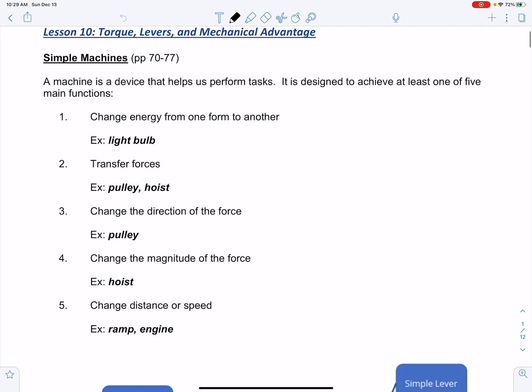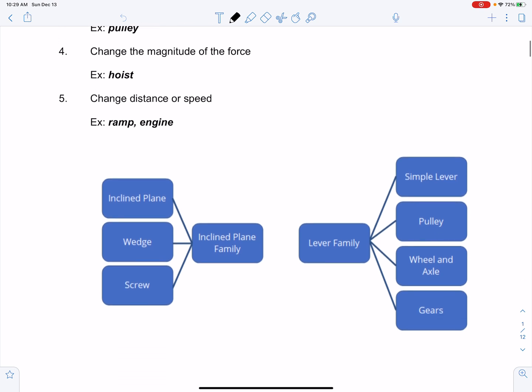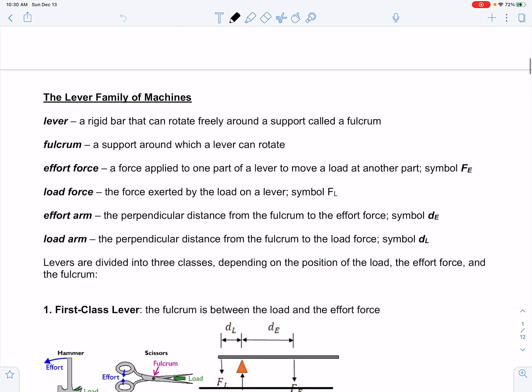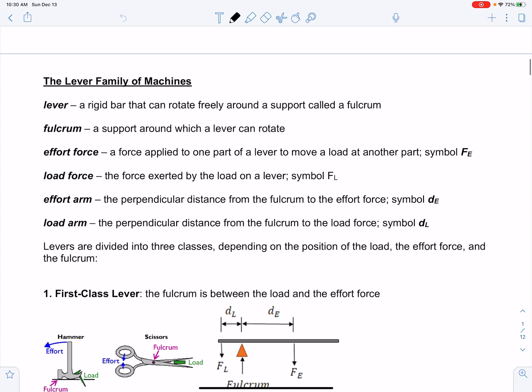Simple machines can be categorized into 2 families. The inclined plane family, which includes the inclined plane, the wedge, and the screw, and then the lever family, which includes the simple lever, the pulley, the wheel and axle, and the gears. Let's start by looking at the lever family of machines.